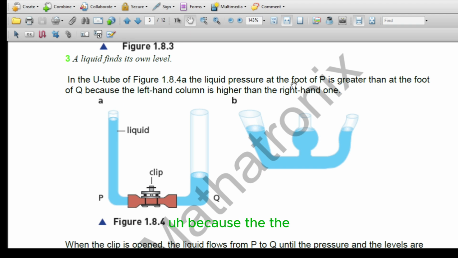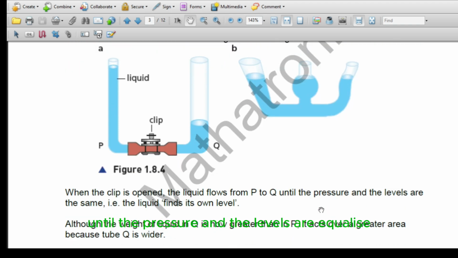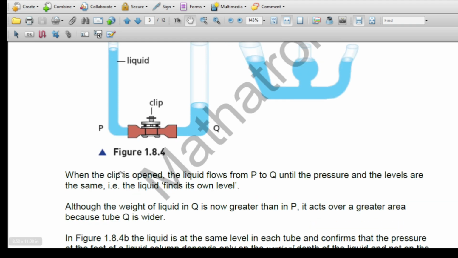Because the column height of this P tube is larger than this Q tube, this will have a higher pressure. When the clip is open, the liquid flows from this high pressure to the low pressure until the pressure and the levels are equalized. So it will move this way.